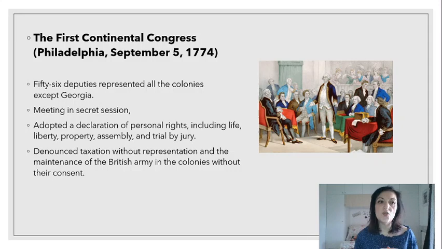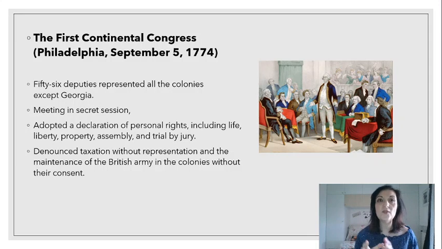And what did they do during this first Congress in Philadelphia? They adopted a kind of declaration of personal rights. Okay, they declared which were the personal rights of the British colonies in America. The personal rights were life, liberty, the right to property, to own their own houses, to own their own lands, the right, okay, to assembly. So the power to join and to discuss, to be part of an assembly, and the right to be trialed by jury, un processo, ok, fatto da una giuria, not only by one judge, by jury.